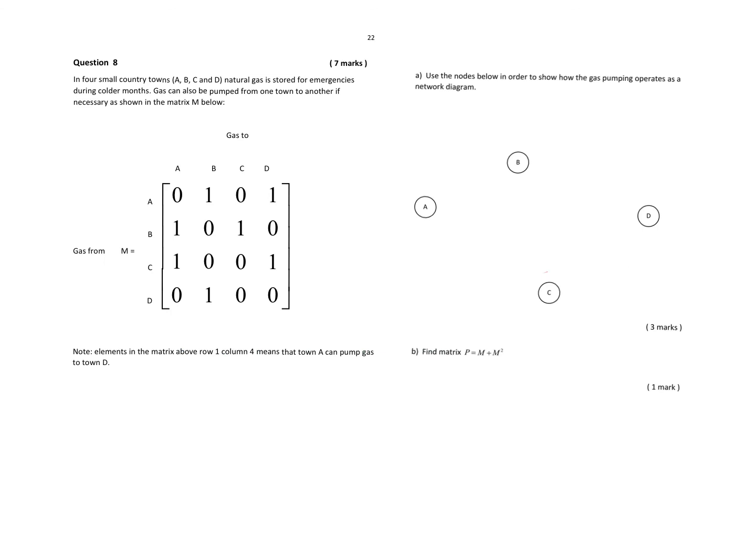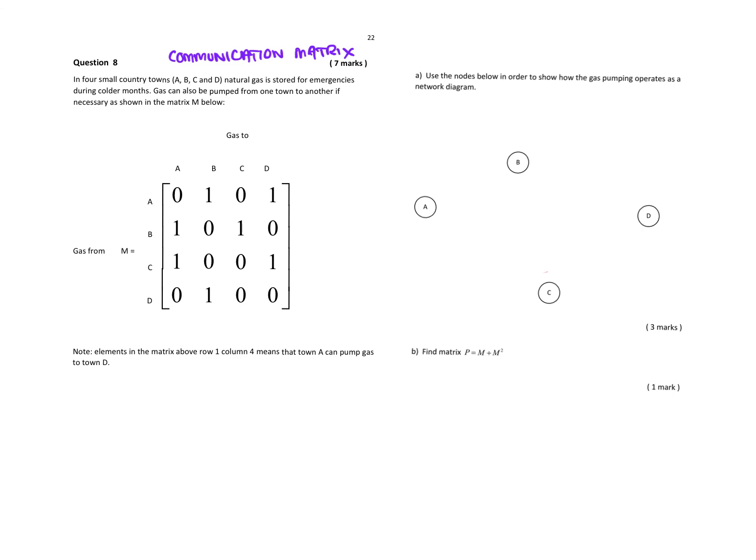With this question, you've got four country towns, A, B, C and D, and natural gas is stored for emergency during colder months. Gas can be pumped from one town to another as necessary, as shown in matrix M. So this is an example of a communication matrix. Even though it's talking about gas, it's talking about something connecting with something, and you can go vice versa. Or it could be pumped to one town but not be able to be pumped back, and things like that. So this is a communication matrix.